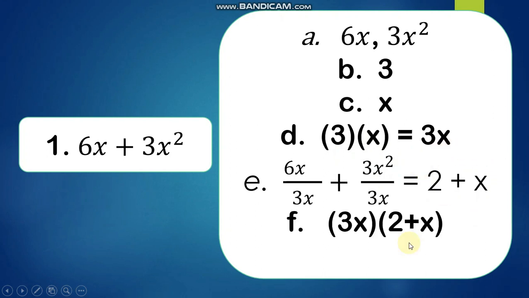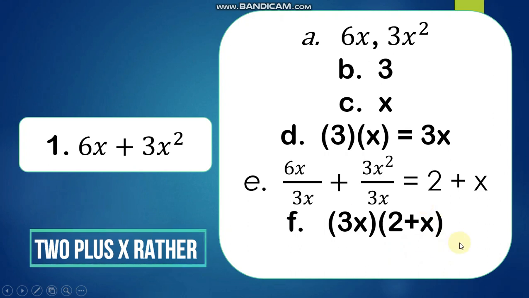And the last step is to write the result in a factored form. Remember that this is the first factor and this is now the second factor. So the factors of 6x plus 3x squared are 3x and 2 plus x.